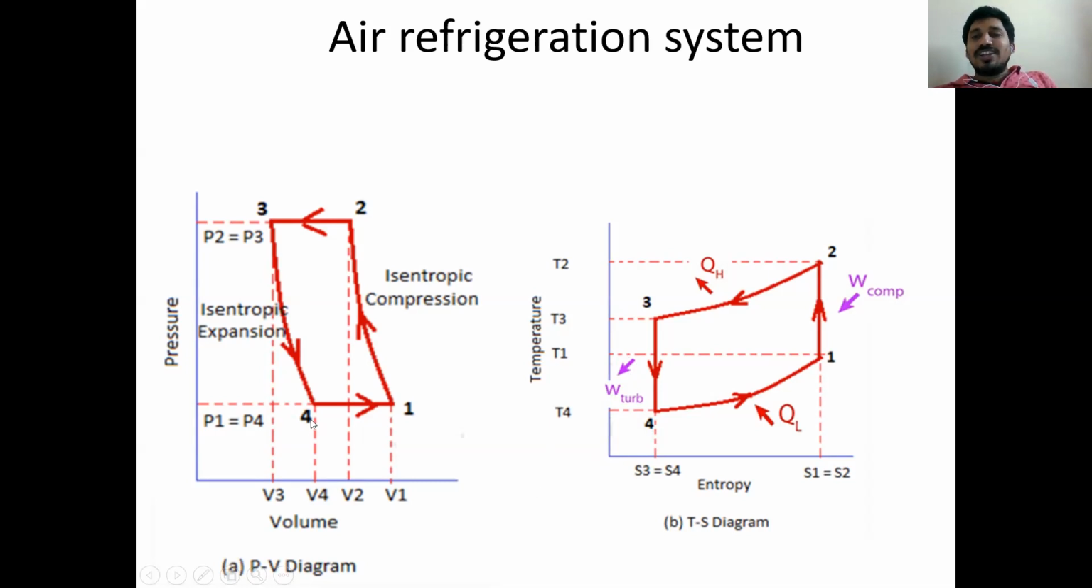Now the last one is the heat addition process from the refrigerated space to the system, 4-1. Here the pressure value does not change, it remains constant, but the temperature slightly increases because the low temperature region heat exchanger is connected to the refrigerated space. So heat is supplied from the refrigerated space to the heat exchanger. Automatically the working fluid temperature increases from 4 to 1.